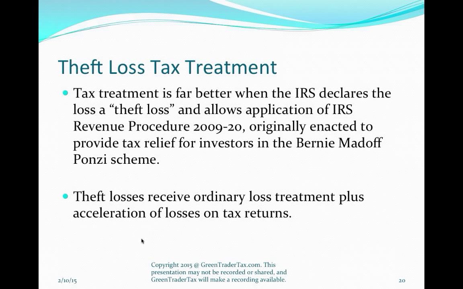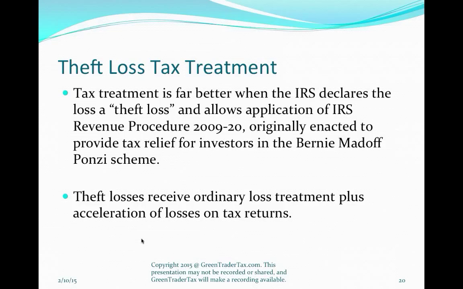Now, theft losses, that's a good tax treatment. And I wonder if people are going to argue about some of that too in some of these cases. Tax treatment is far better when the IRS has to declare that the theft loss treatment applies with application of the Special Revenue Procedure 2009-20, originally enacted to provide tax relief for investors in the Bernie Madoff Ponzi scheme. Theft losses receive ordinary loss treatment plus acceleration of losses on tax returns.